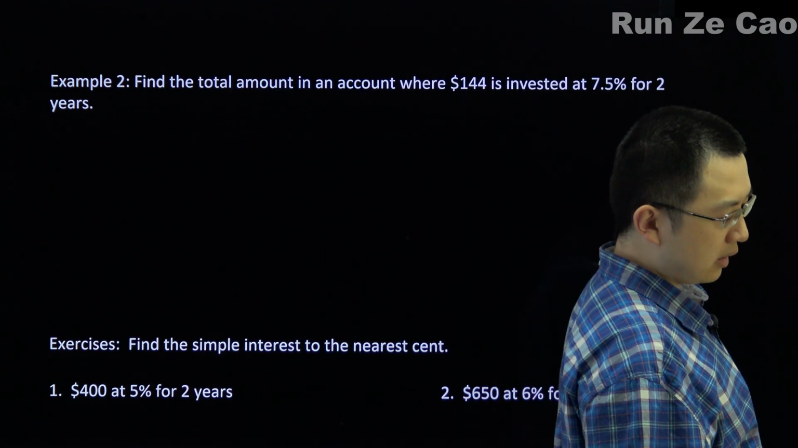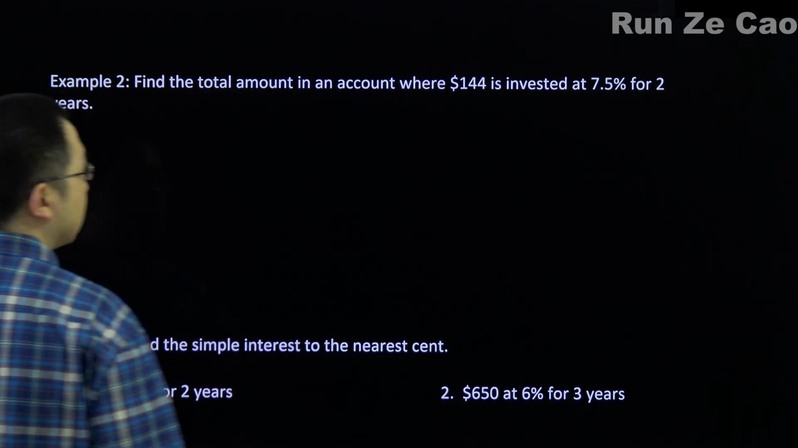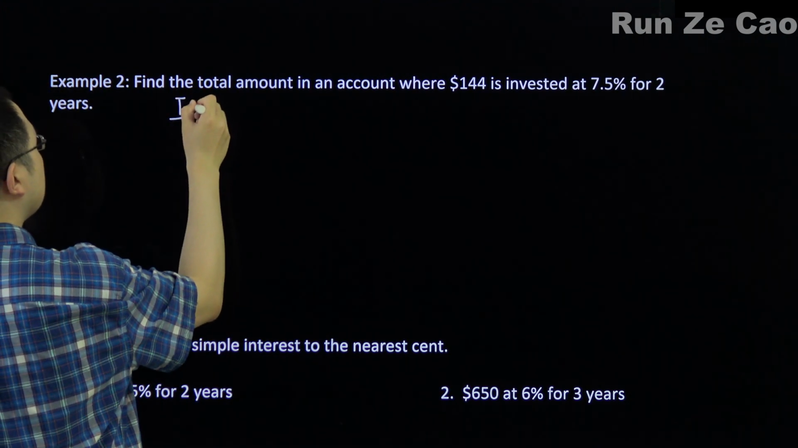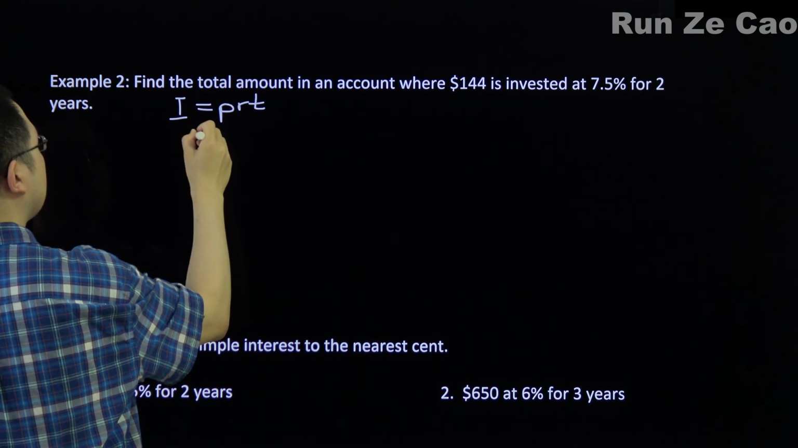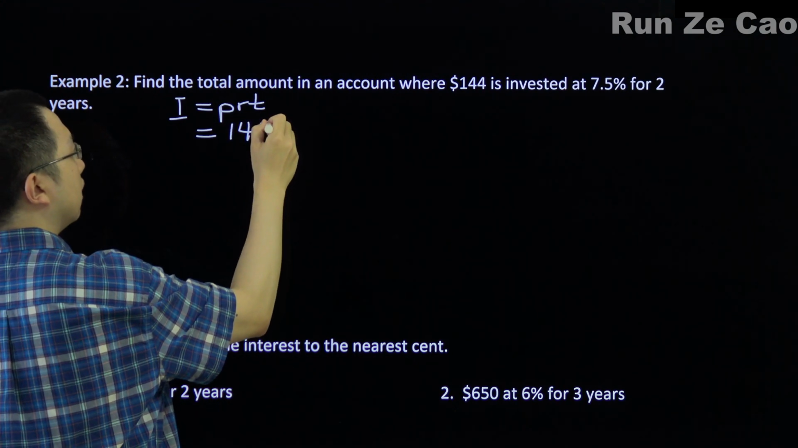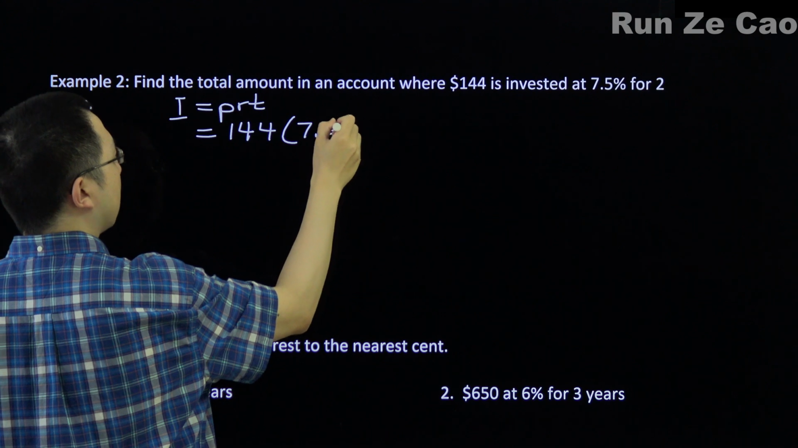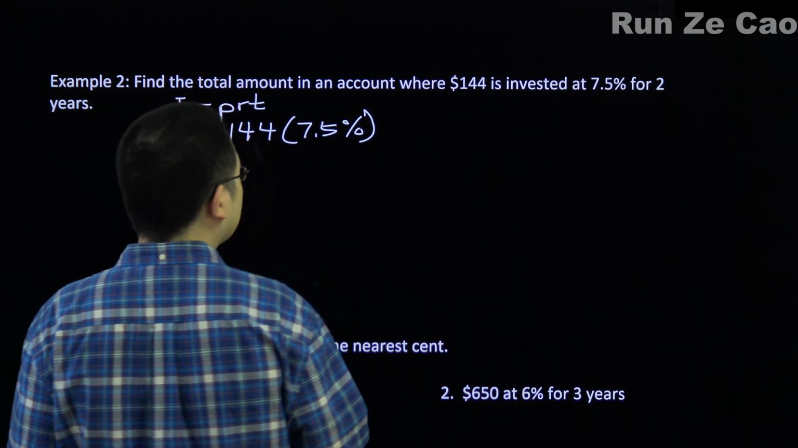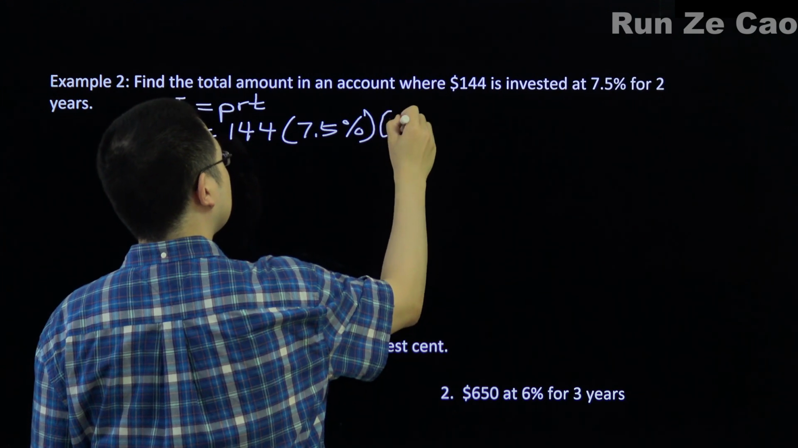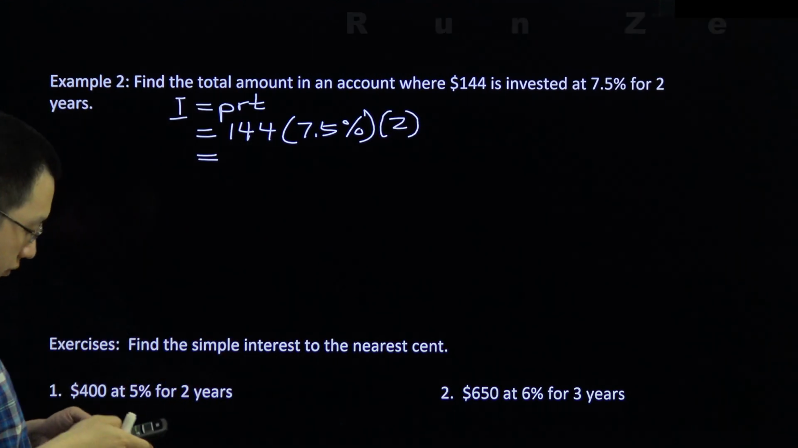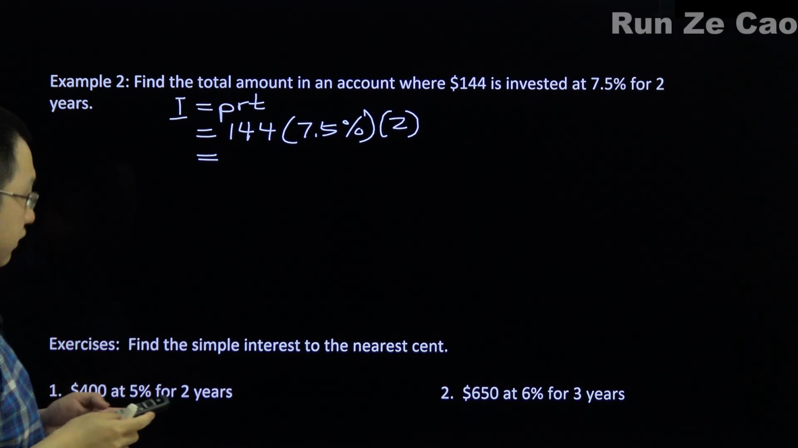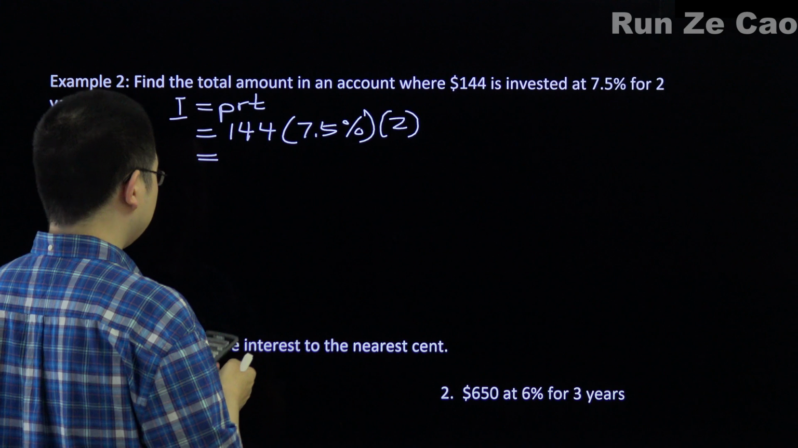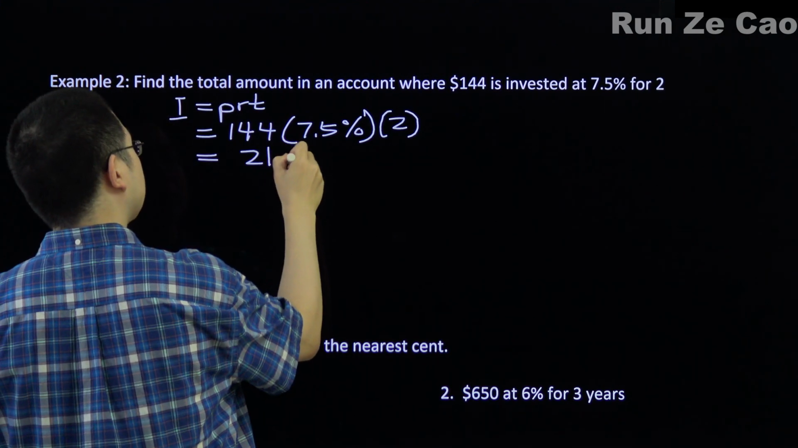Example 2. Find the total amount in an account where $144 is invested at 7.5% for 2 years. Well, the interest would be principal times rate times time. Principal is $144. And the rate is 7.5%, which, by the way, for an annual interest rate is pretty high, at least compared to savings accounts. For 2 years, so time is 2. Okay, then 2 times 0.075, because that's what 7.5% is. Oh, that's 0.15. Okay, as expected. Nothing's wrong with the calculator. Times 144, $21.6.